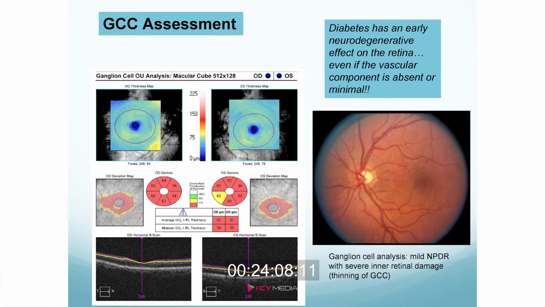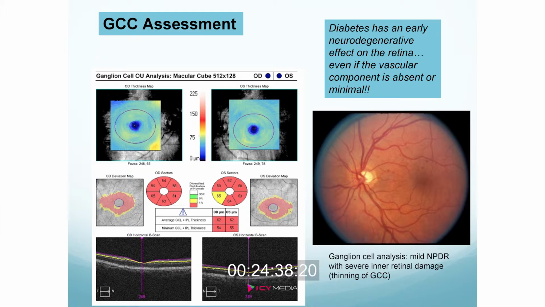The GCC is a big topic now in diabetes. The reason is there have been multiple pieces of literature written about the correlation in type 1 diabetics especially, and the GCC, in the sense that they believe diabetes might have a neurodegenerative effect on the retina. So if diabetes has a neurodegenerative effect on the retina, the ganglion cell complex is going to be affected or compromised, even if the vascular component is missing.